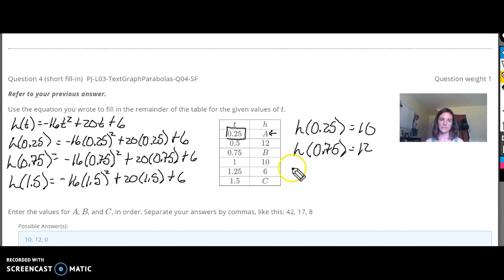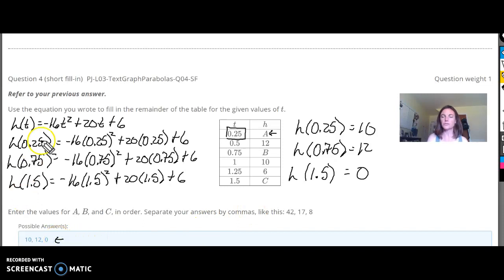And last but not least, h at 1.5. So that first term is a negative 36. 20 times 1.5 is 30. And so negative 36 plus 30 is a negative 6, plus 6 is 0. So h at 1.5 is 0. Okay, so you'd enter in your answer like this.